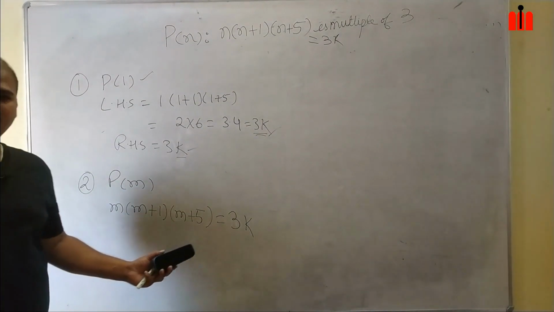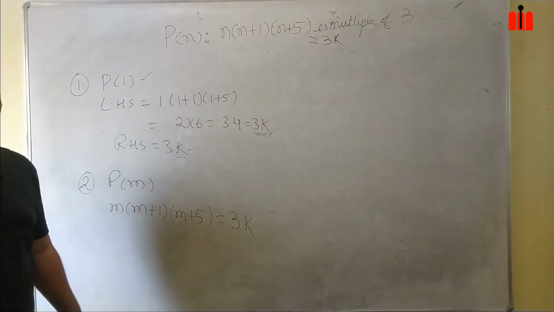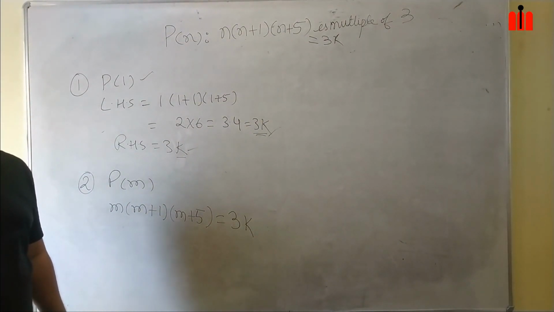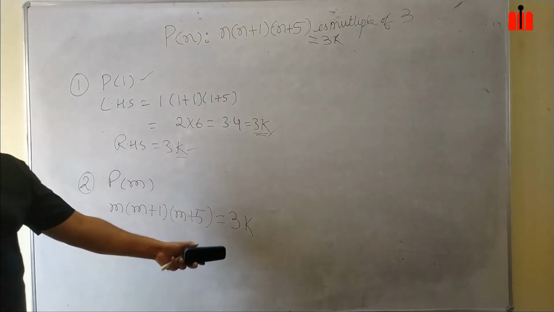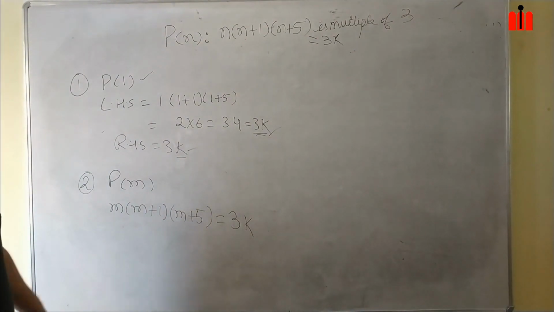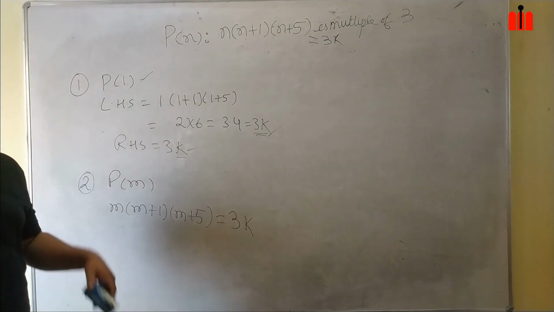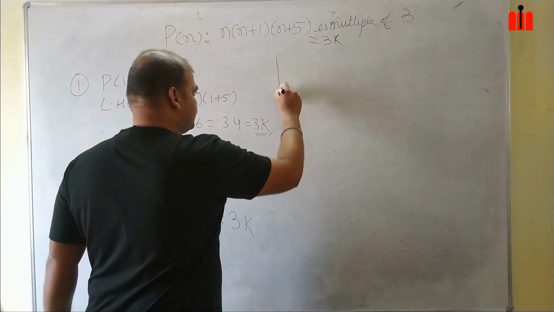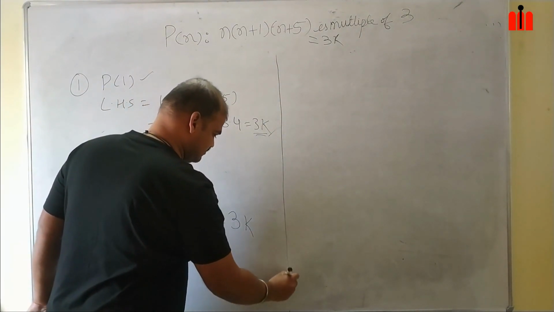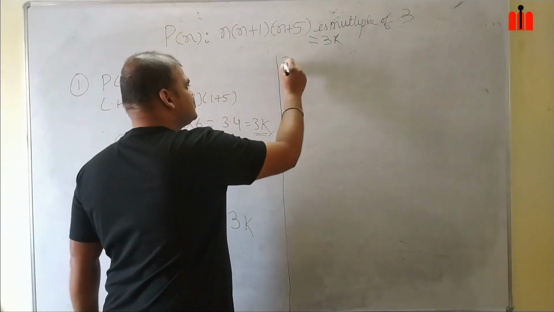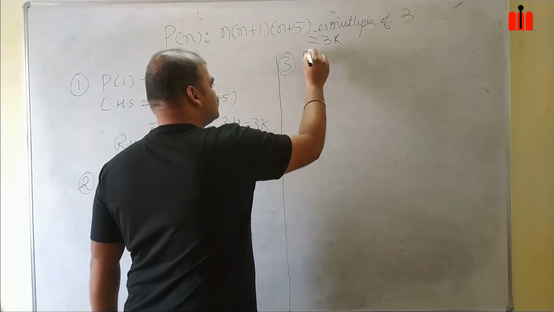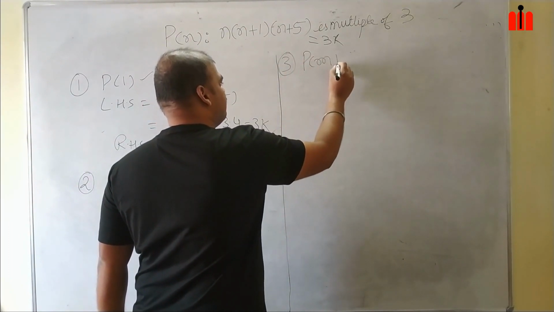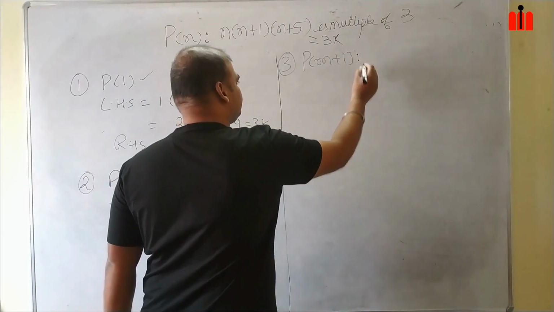Okay, m, m plus 1, m plus 5 is equal to 3k. Now you understood this? This is the concrete statement which we had derived for Pm by assuming that Pm will be true. Now we have to show that with this assumption our Pm plus 1 is also true. So go through our Pm plus 1.